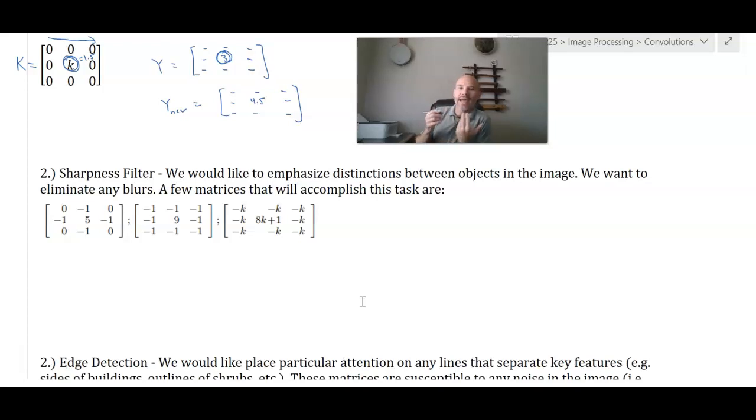And if you think about why images are blurry, well, typically that is a failure to distinguish between, let's say, the edge of somebody's face and the background, and it kind of all just blurs together. So there's very few distinguishing features. Now, here are just some examples. There's lots of different ways to have sharpness filters.